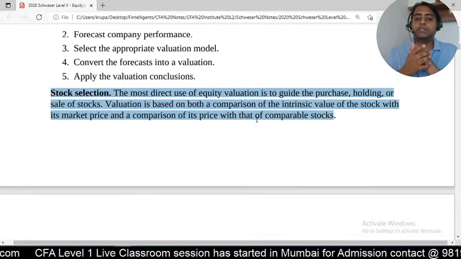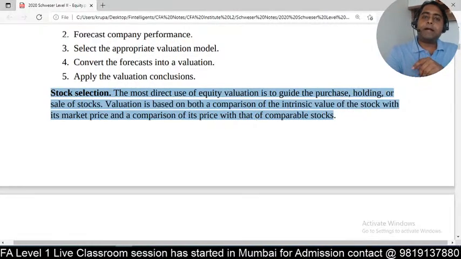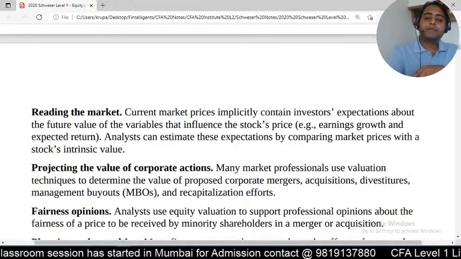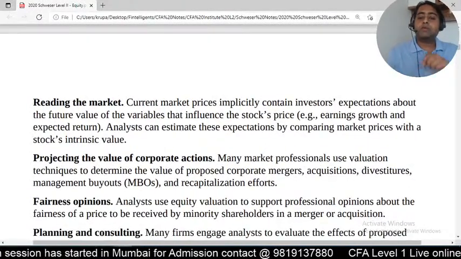All good. Stock selection. These are all sub parts of the 5 pointers that we talked about. Read the market. Now think about this.